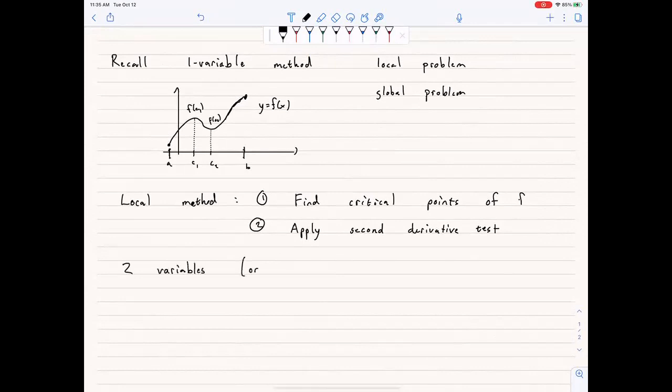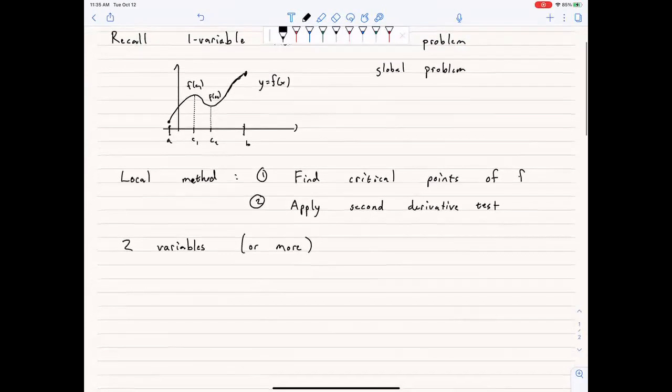I'm going to restrict myself today to really just two variables, but I want to mention that there are methods when you go up. Because we're going to follow this local method sort of exactly, we just need the right versions of these notions in 2 dimensions, or maybe 3 if you're thinking of the graph.